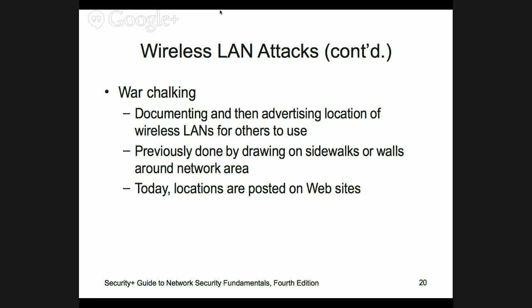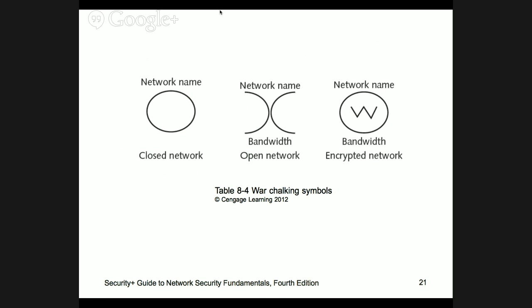And so because of that, though, I believe that's going to cause, and could cause, some problems, and has caused some problems. So here are some symbols used in war chalking. If it's a closed network, it's a circle. If the bandwidth is open, it'll be a circle flipped in the middle. And if the bandwidth is encrypted, it'll be a circle with a W in the middle.